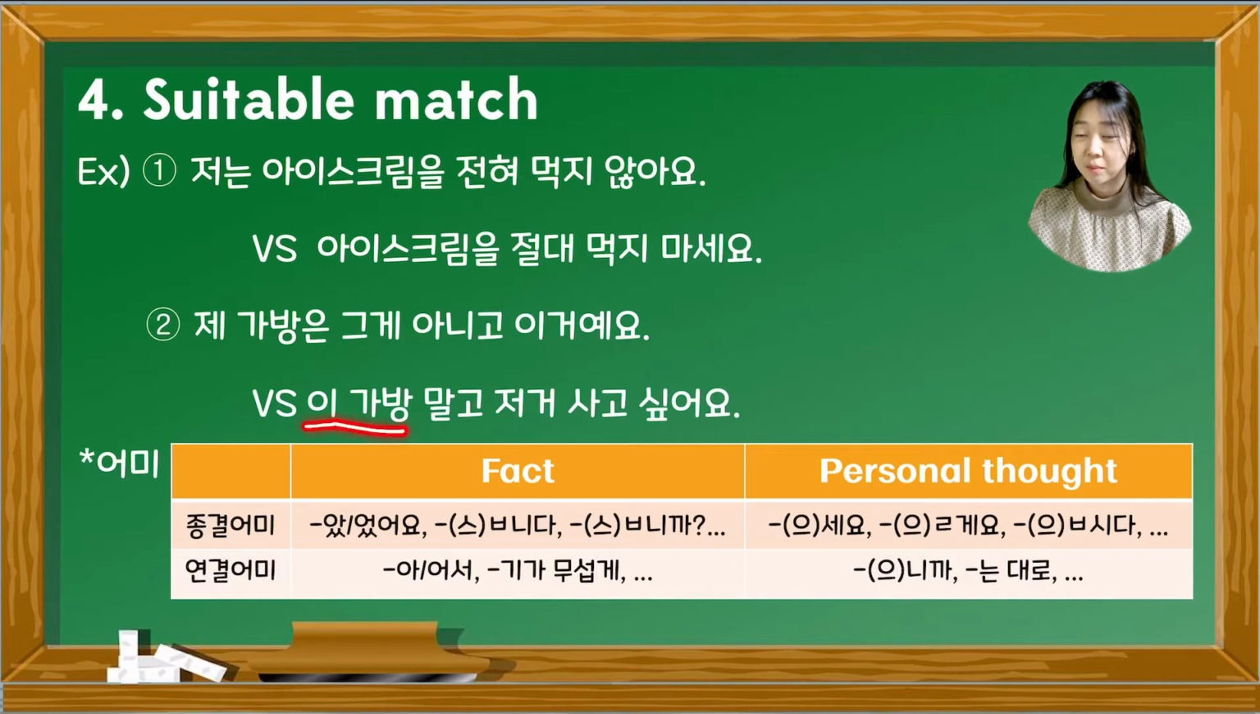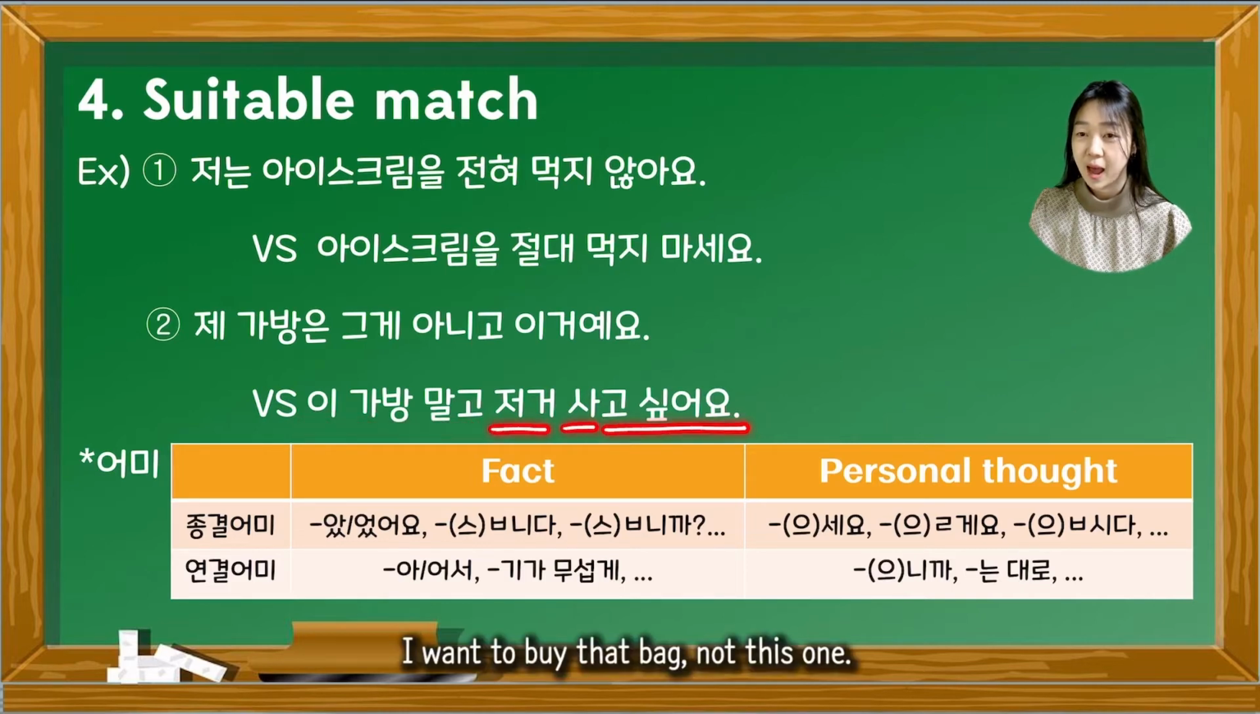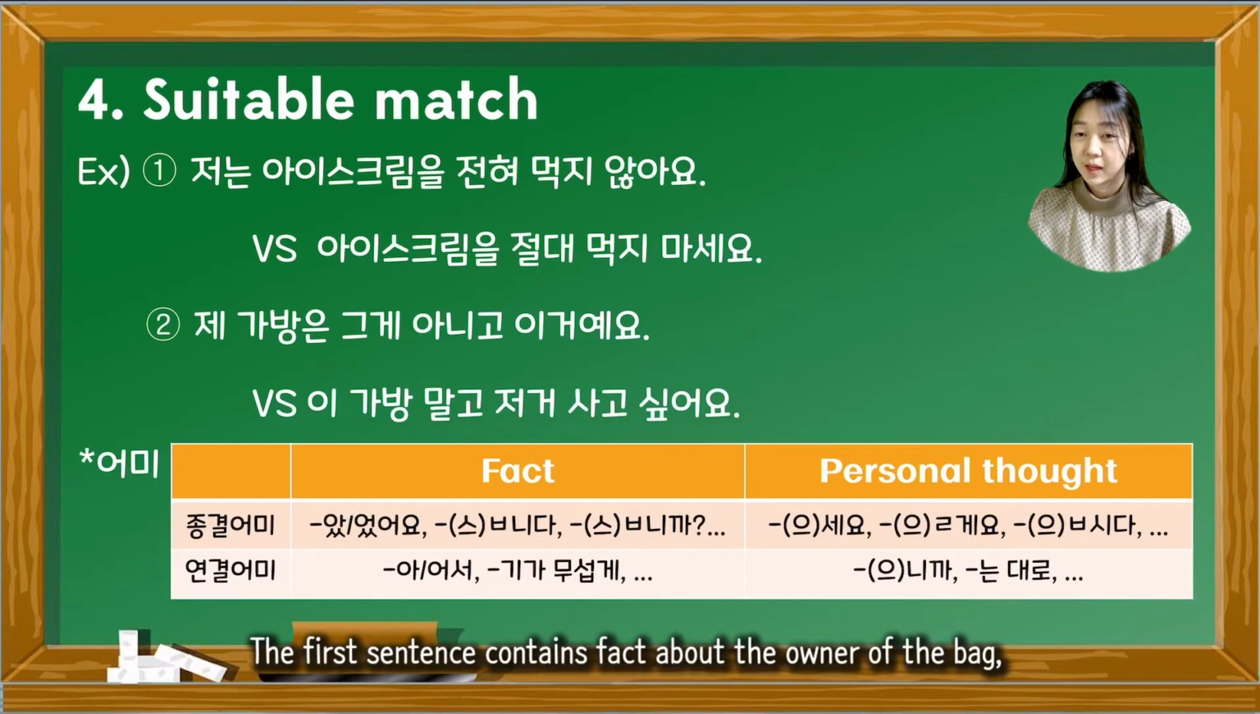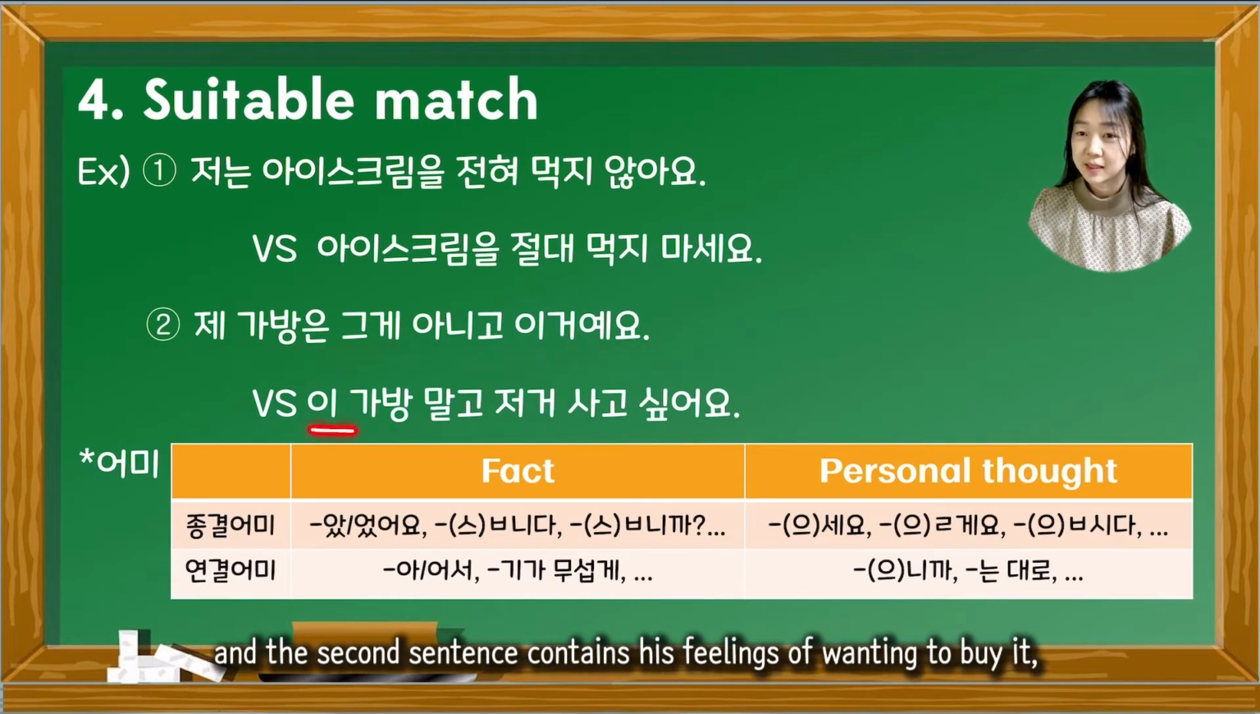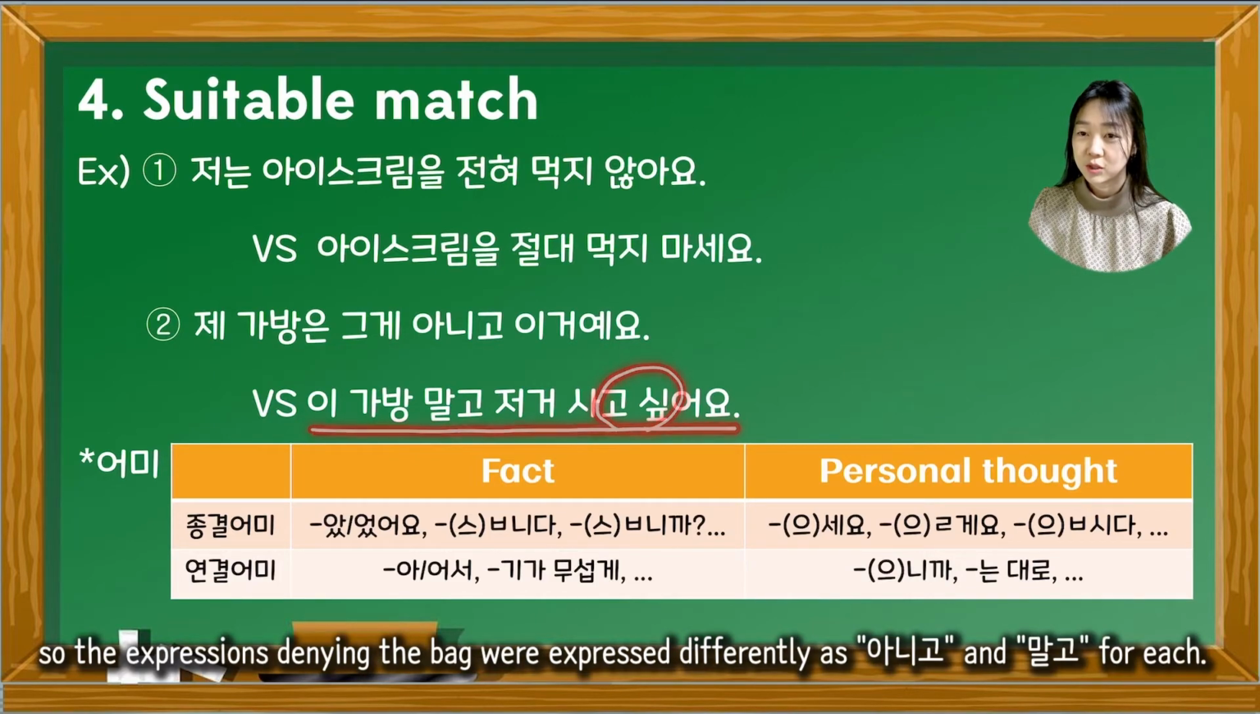이 가방 말고 저거 사고 싶어요. I want to buy that bag, not this one. The first sentence contains a fact about the owner of the bag, and the second sentence contains his feelings of wanting to buy it. So the expressions denying the bag were expressed differently as 아니고 and 말고 for each.